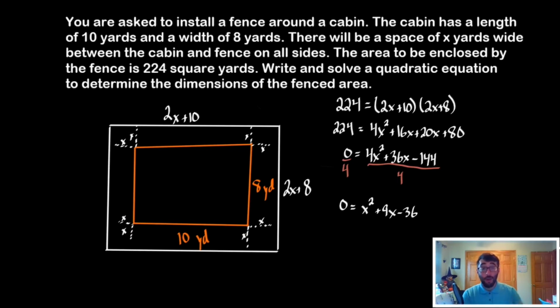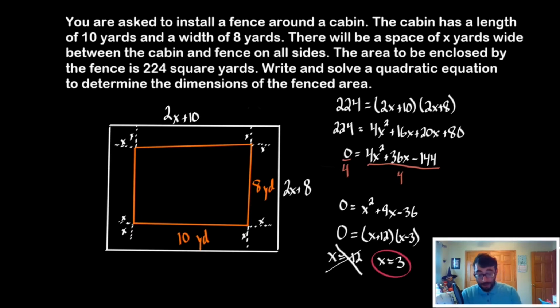And now this is way easier. We can go ahead and solve this. When I factor this, it would be 0 equals x plus 12 and x minus 3, which gives me x is equal to negative 12 and x is equal to positive 3. Now we have two possible answers, but we have to get rid of one of them. X is a length, the space between the fence and the cabin. That length cannot be negative. It does not make sense for a length to be negative. So negative 12 is thrown out, and the only possible answer is X equals 3.